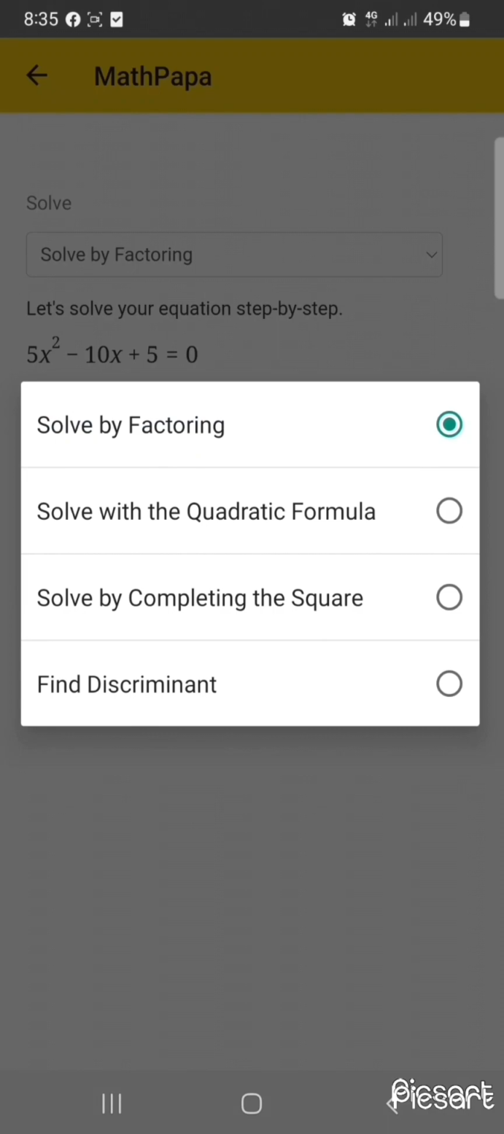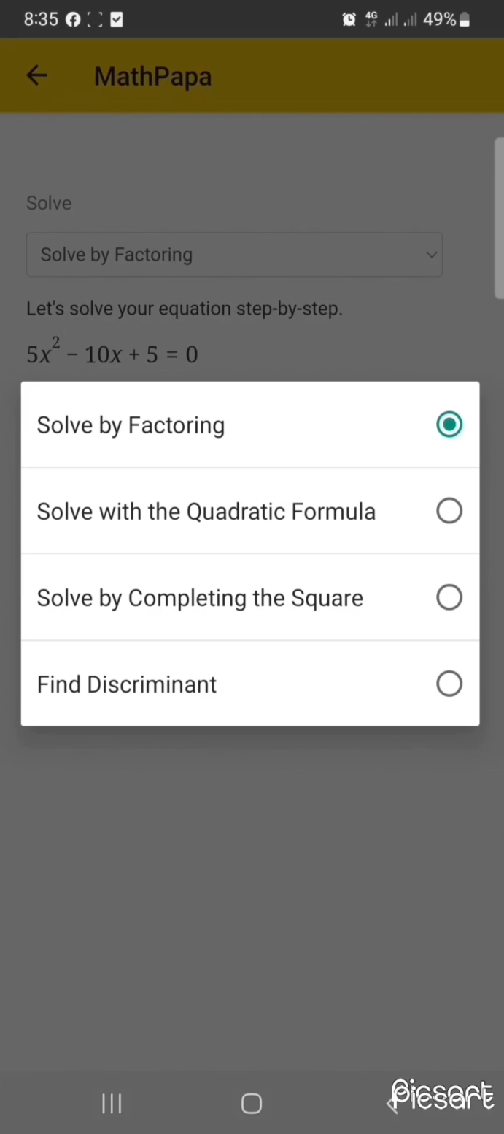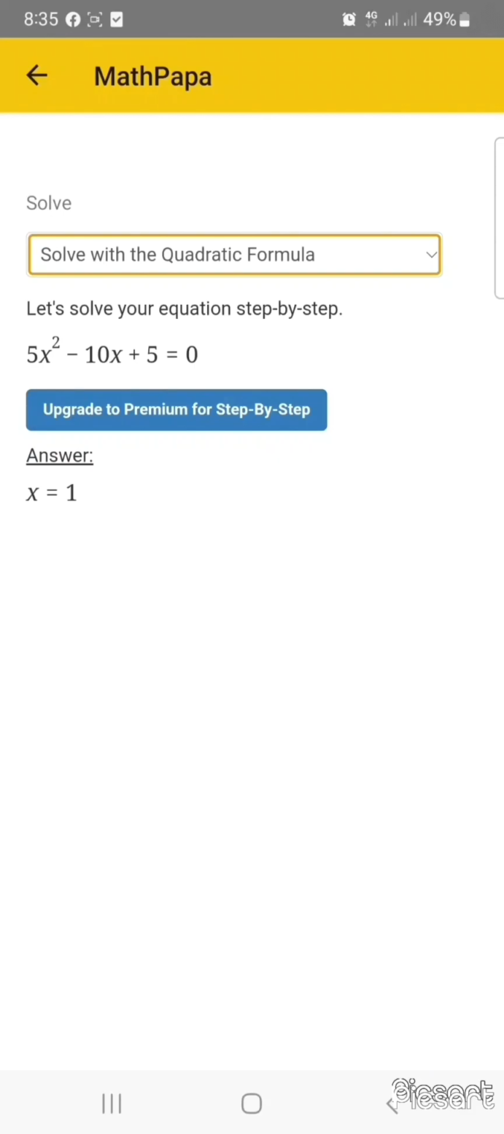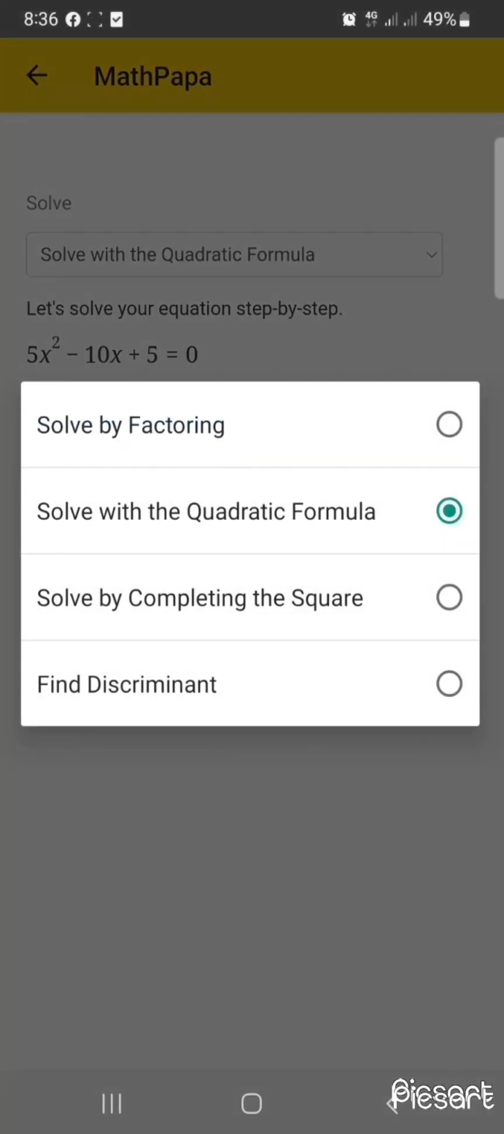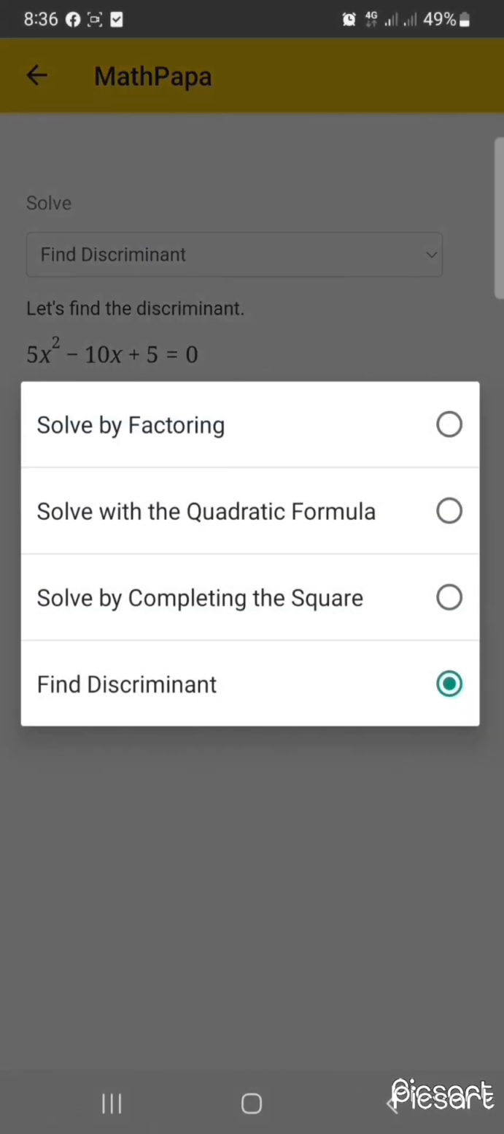So let's try to solve by factoring. Let's show the step-by-step solution. So here is the step-by-step solution. What if we are asked to solve it with the quadratic formula? Then we have to choose the second option. But we have to upgrade to premium for the step-by-step solution of this equation if we want to solve it using the quadratic formula. Same with solving it by completing the square and solving it by discriminant. So you still have to upgrade this app.